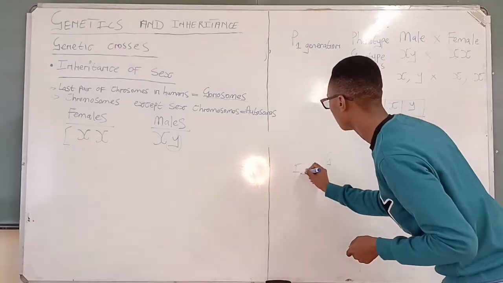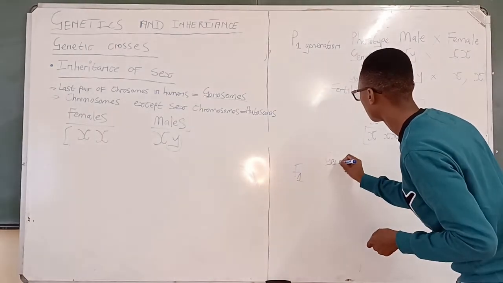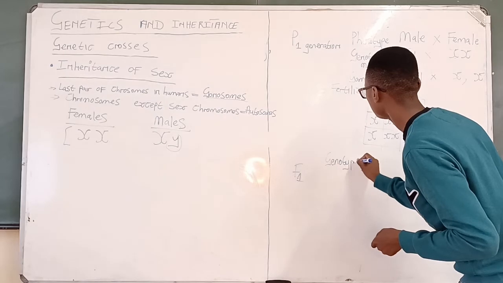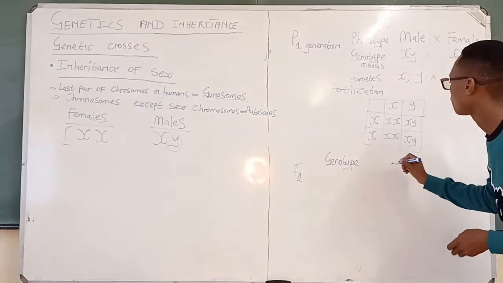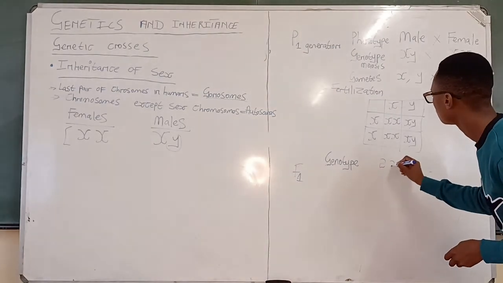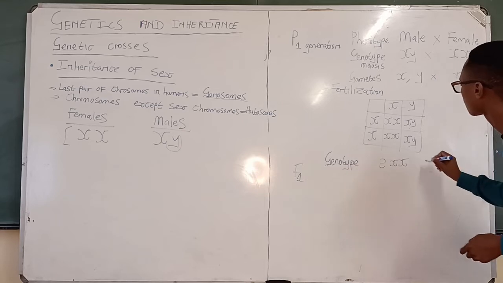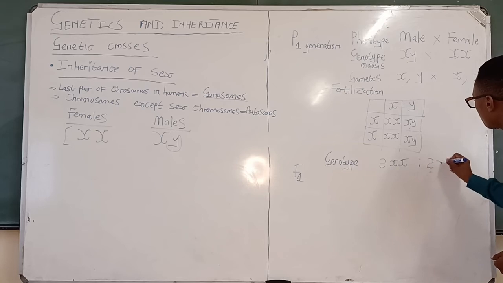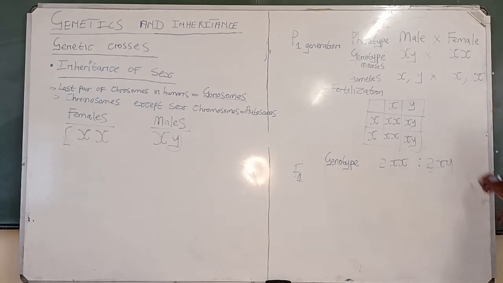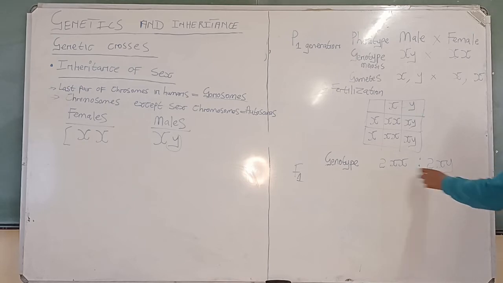Okay, that way we're going to have F1 generation, the first generation, and then the genotype. So you can see that in the genotype we're going to have 2 XX, and then we're going to have 2 XY. So you can see that the ratio is 2:2, which is the same as 1:1. That is the ratio. Or when we simplify it, it's the same as 1:1, because we can divide by 2, then become 1:1, the ratio here.